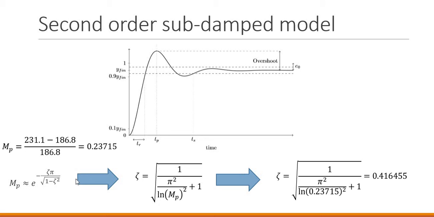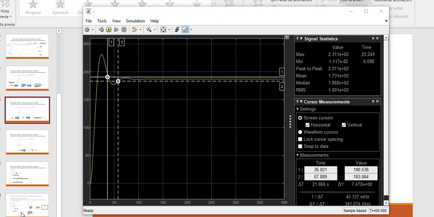Now, how to calculate omega n? Well, here I will be measuring the settling time. And how do I do that? We know that the system has to stay within a 2% limit of the settling value. That is, I multiply 1.02 times 186.8, that I know is my settling value, and I obtain 190.536. So I place the cursor at that value in here.